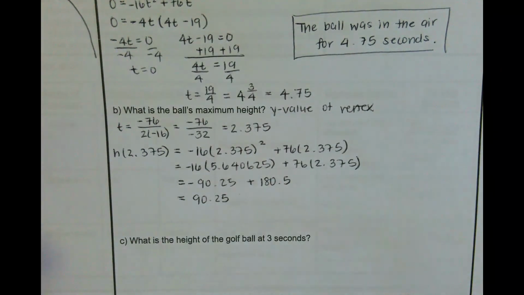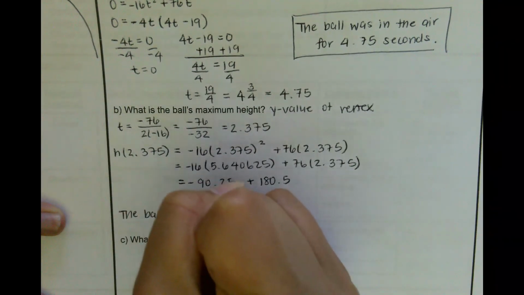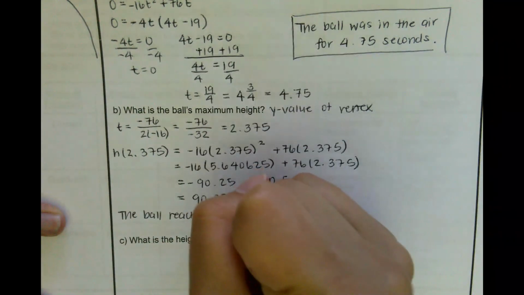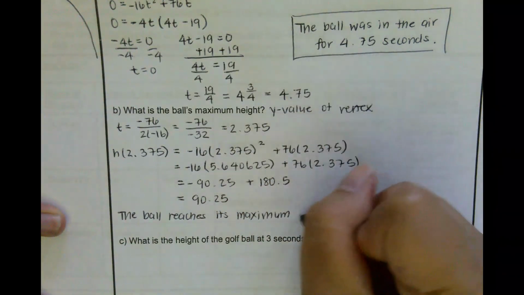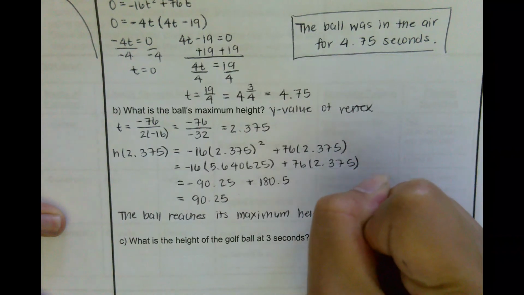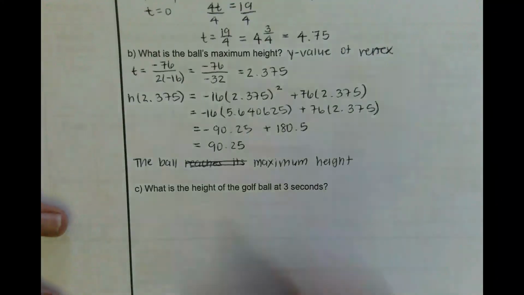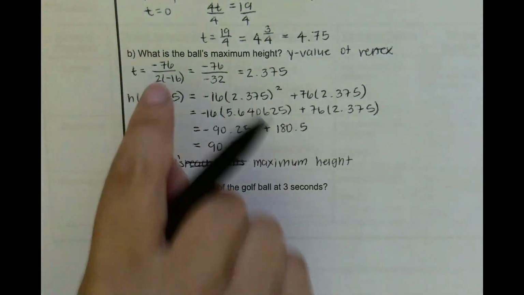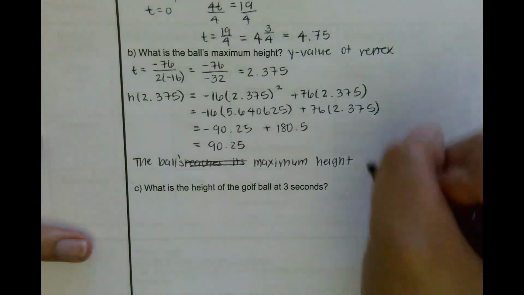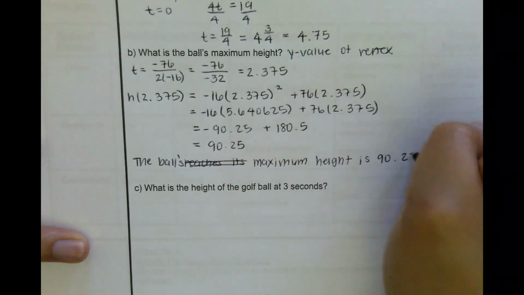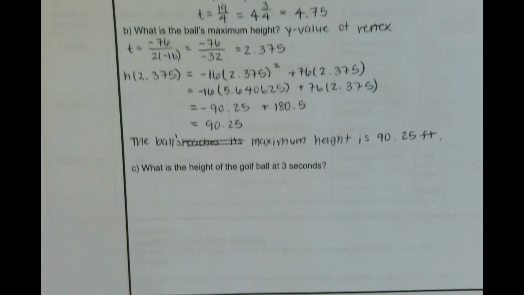And so what does this mean? Oh, sorry. My bad. The ball's maximum height, right? Because I'm not asking when it reaches it. I want to know what the actual height is. So the ball's maximum height is 90.25 feet. And then the last question is, what is the height of the golf ball at 3 seconds?